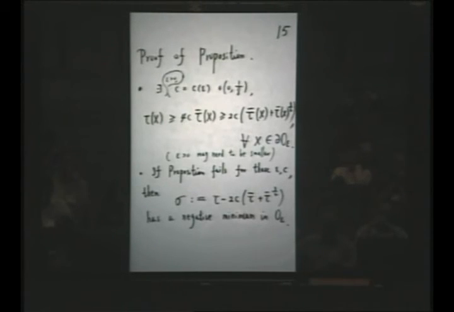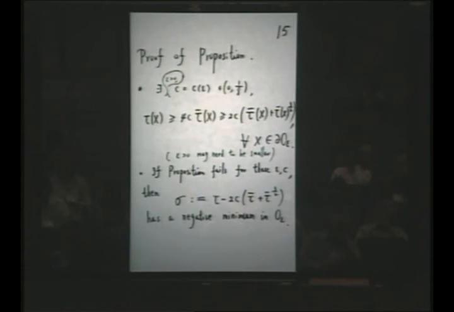So the proof goes like this. I look at O epsilon, this is an open set but lives on your surface, and on the boundary you can prove that this is bigger than that. This is not hard, and you write it in this form because this power of tau bar is small. And if the proposition fails for this epsilon and c, then this sigma, which is tau minus that, will have a negative minimum in O epsilon. This is just by contradiction.